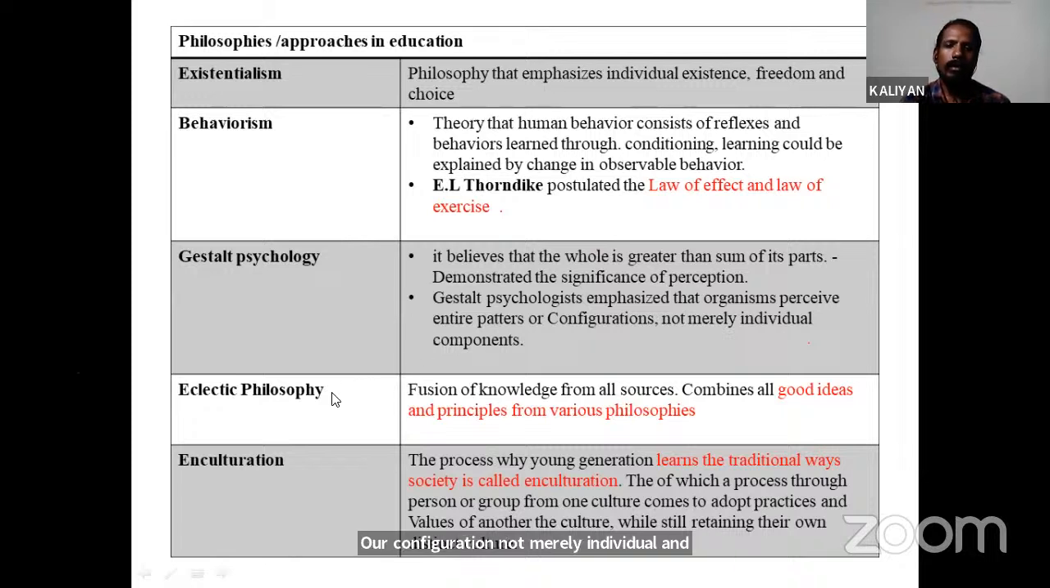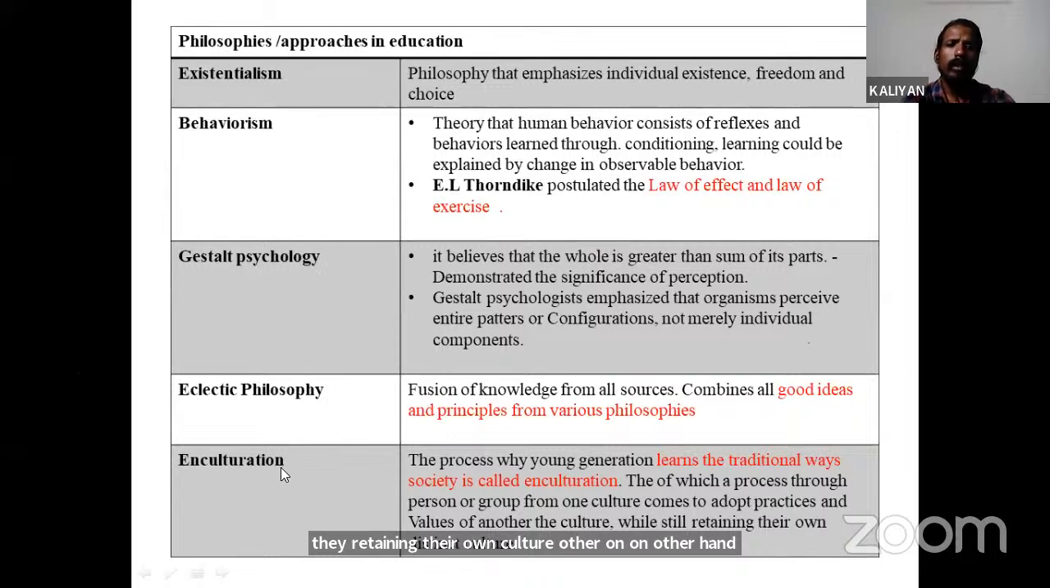So eclectic philosophy means fusion of all the knowledge from all the sources. It combines all good ideas and principles from various philosophies. So the last one is enculturation. The young generation learns the traditional ways of society, which is called enculturation. A person or group from one culture comes to adopt the practices and values of another culture, while still retaining their own distinct culture. On the other hand, they learn the other society's traditional ways and culture.